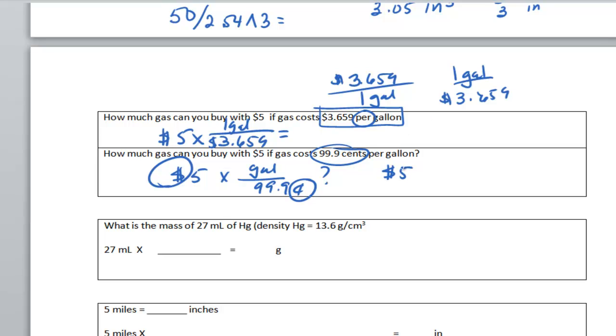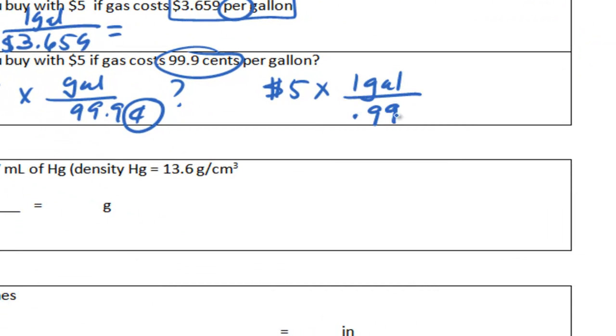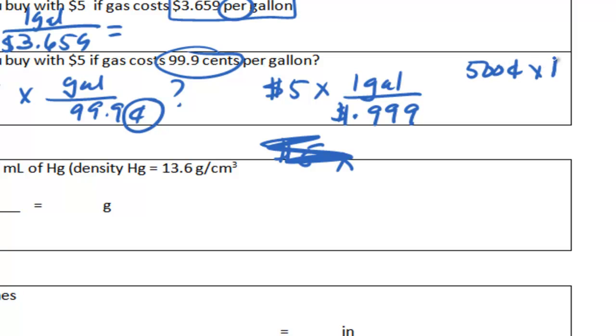So if I start with $5, there would be 1 gallon over $0.999. Or I could use 500 cents times 1 gallon over 99.9 cents. And either one of those would work. So at 99 cents you'd get a little over 5 gallons, where at 3.65 you'd get about 1 1/2 gallons.